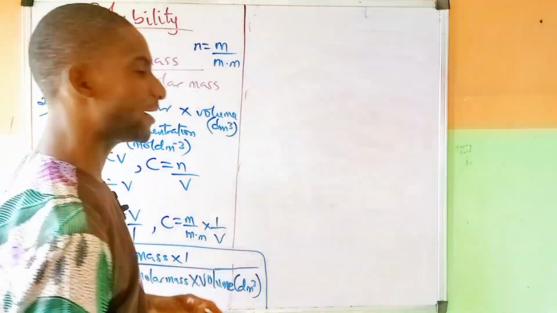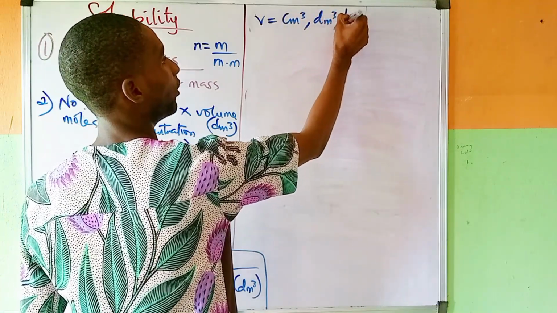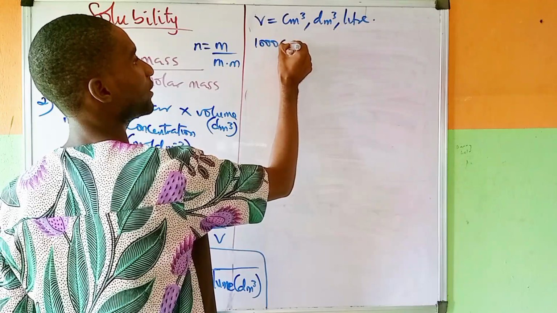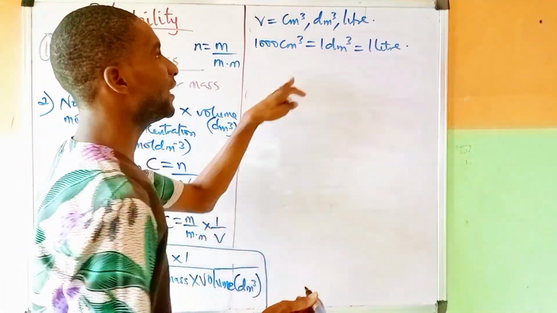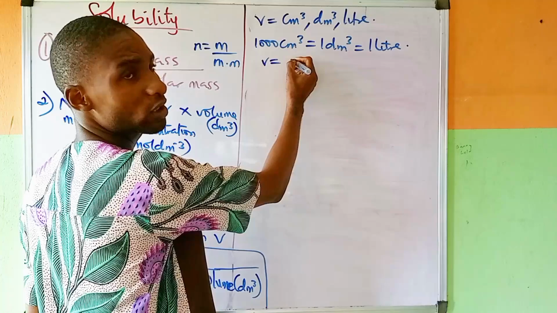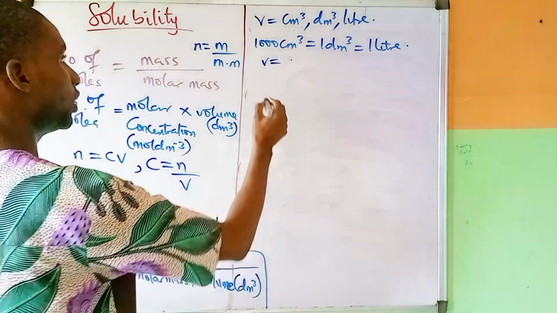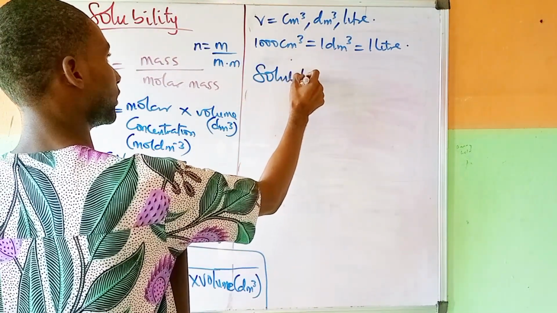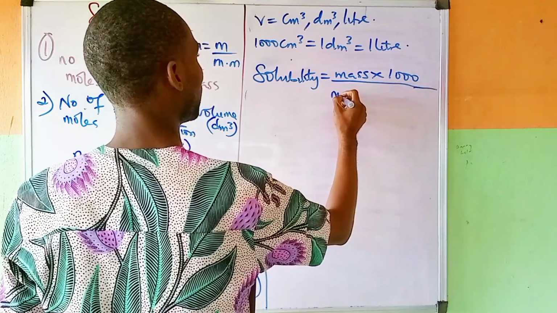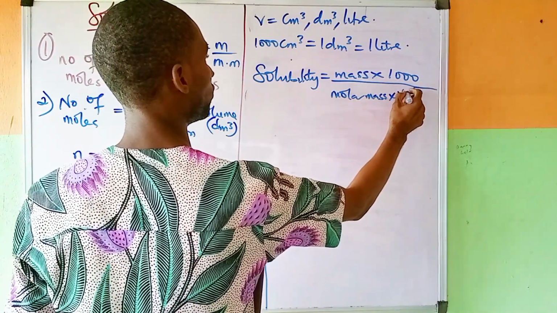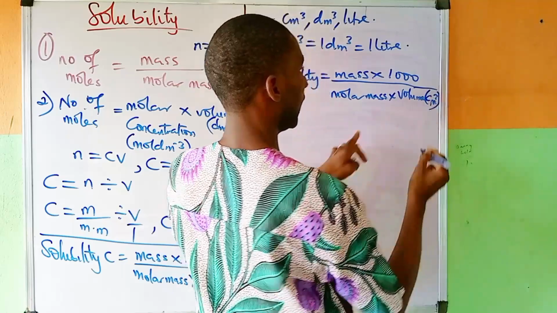If the volume you were given is in cm cube, then you remember that volume can be measured in centimeter cube, dm cube, or liter. And what is the relationship? 1000 centimeter cube equals 1 dm cube equals 1 liter. That means if you were given your volume in centimeter cube, you have to divide by 1000 to convert to dm cube. So if the volume you were given is in centimeter cube, your solubility is simply going to be mass times 1000 over molar mass times volume in cm cube.